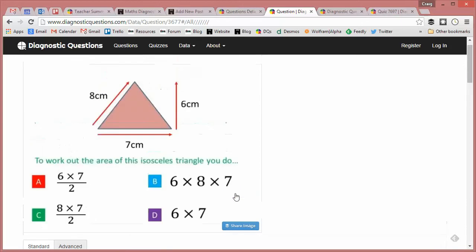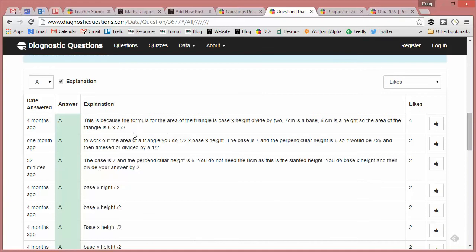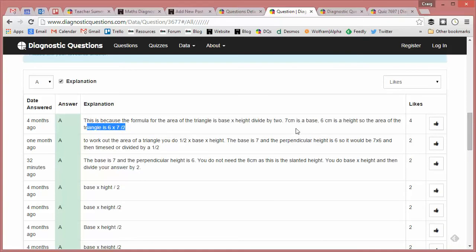So first things first, how do students explain that the correct answer is 6 times 7 divided by 2? Well, they have some beautiful ways of doing this. I really like this one. This is because the formula for the area of a triangle is base times height divided by 2. 7 is the base, 6 is the height. Very, very simple. I like this because here we get the first mention of the word perpendicular, and perpendicular being very important in the whole of the topic of area.